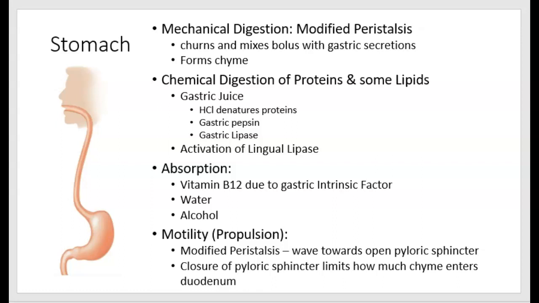Then for propelling the chyme that has formed from the stomach into the small intestine, we see this modified peristalsis, a wave of contraction that goes towards the pyloric sphincter, which is normally open. And so the chyme will squirt into the small intestine, but the pyloric sphincter will close, limiting how much chyme will enter the duodenum at any one time. And that is so the duodenum can neutralize the acidic chyme.